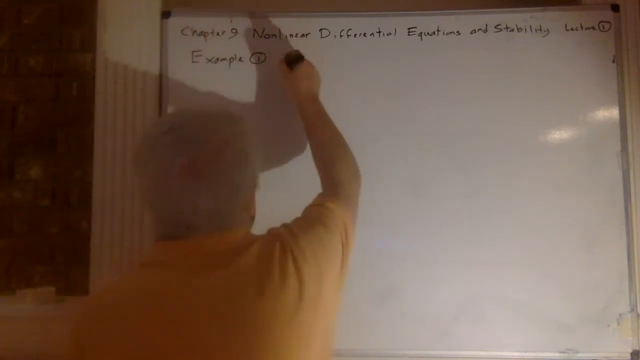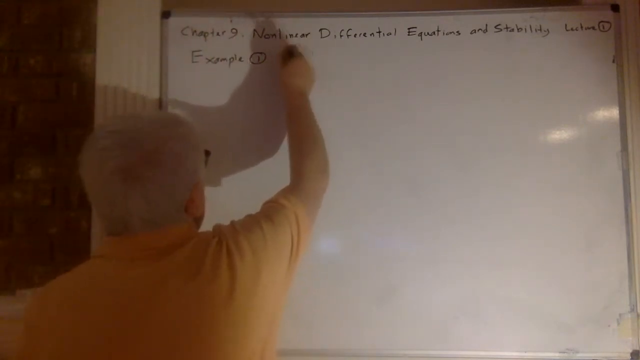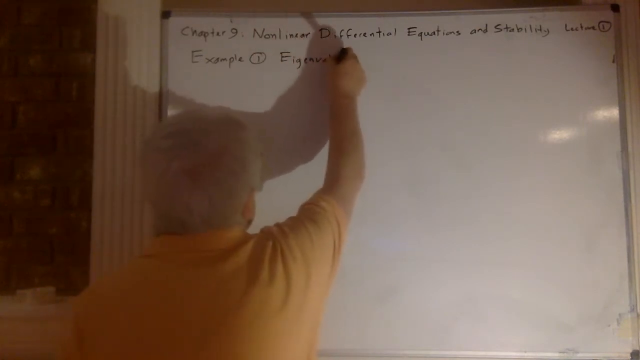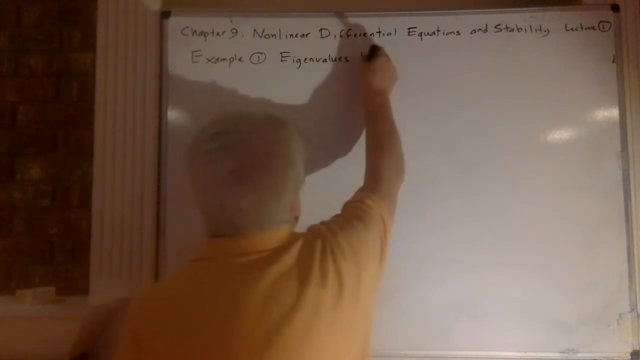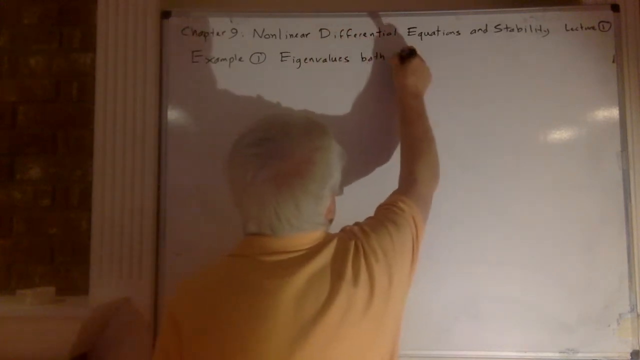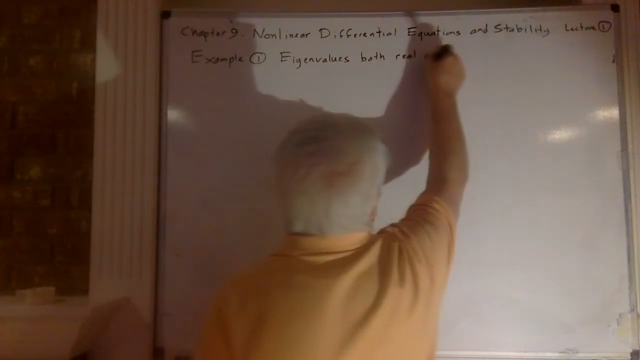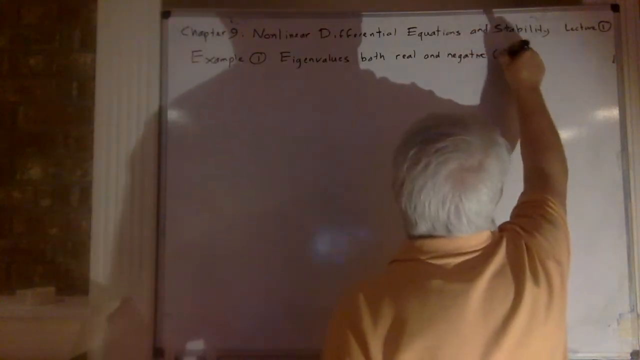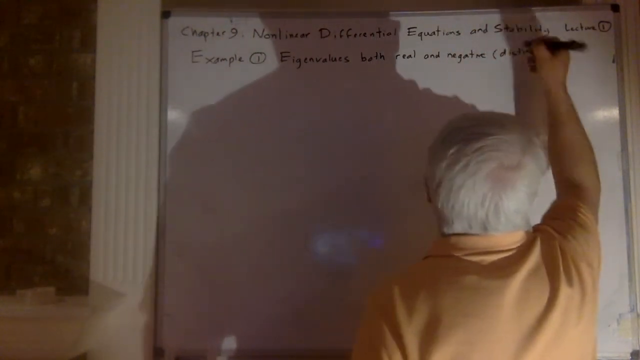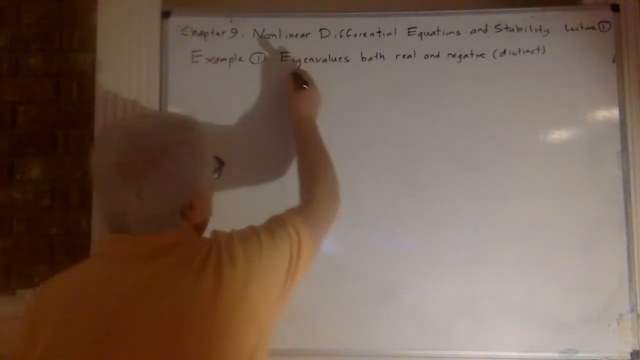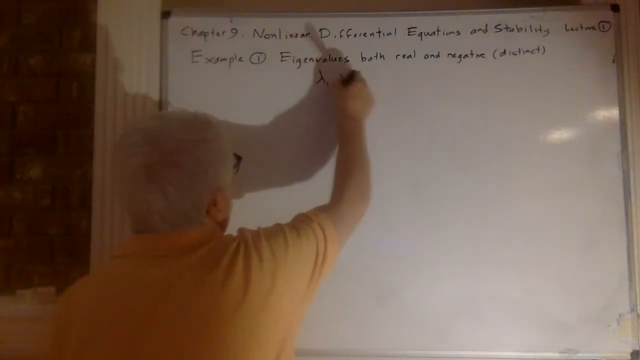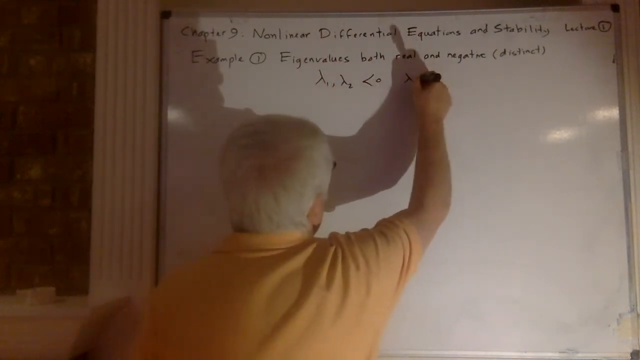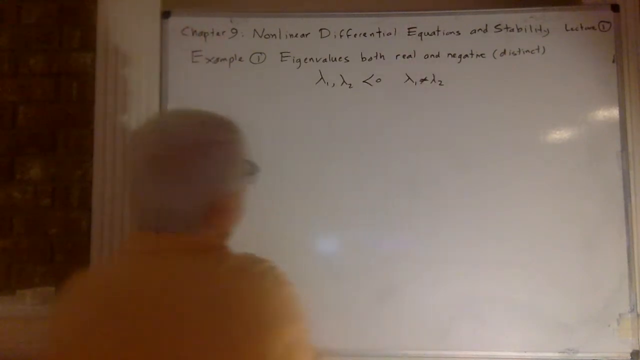Now I call this eigenvalues, both, say, real and negative. So let's assume that they are distinct. But I will tell you what this means. So let's start with this. Lambda 1 and lambda 2 are not equal, and they are both less than 0, and they are not equal. Okay?